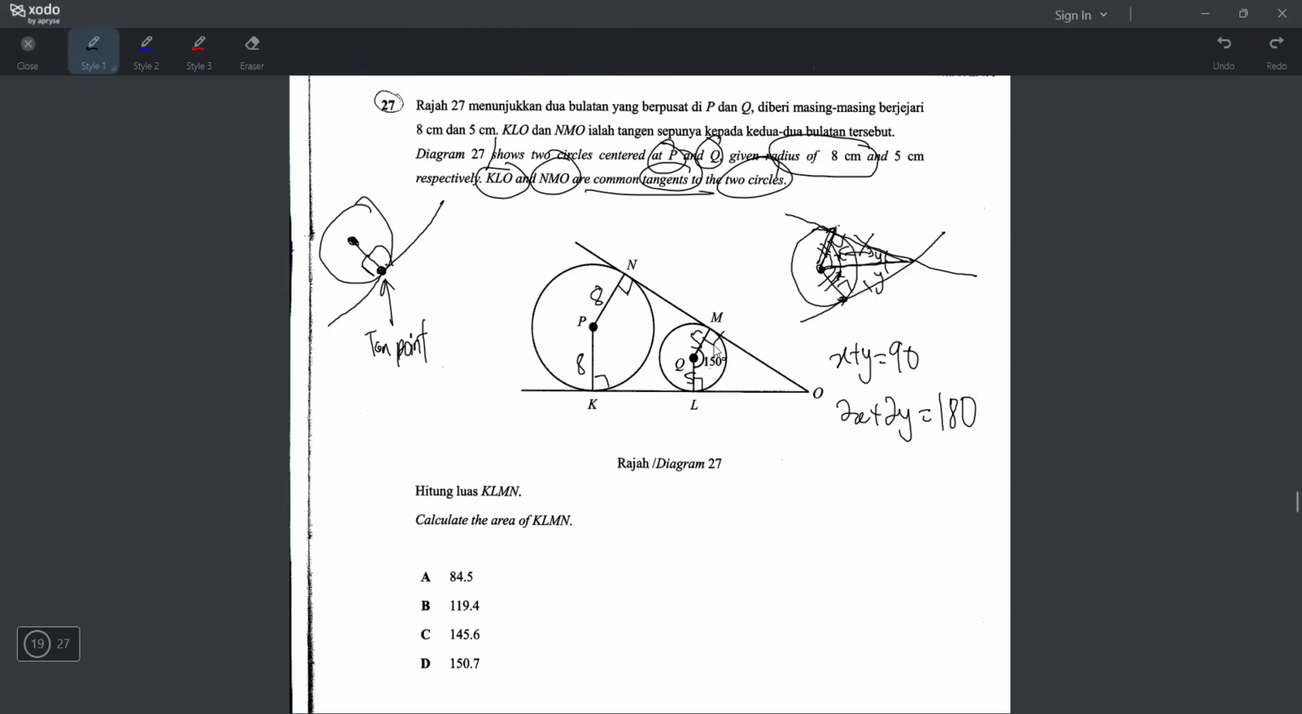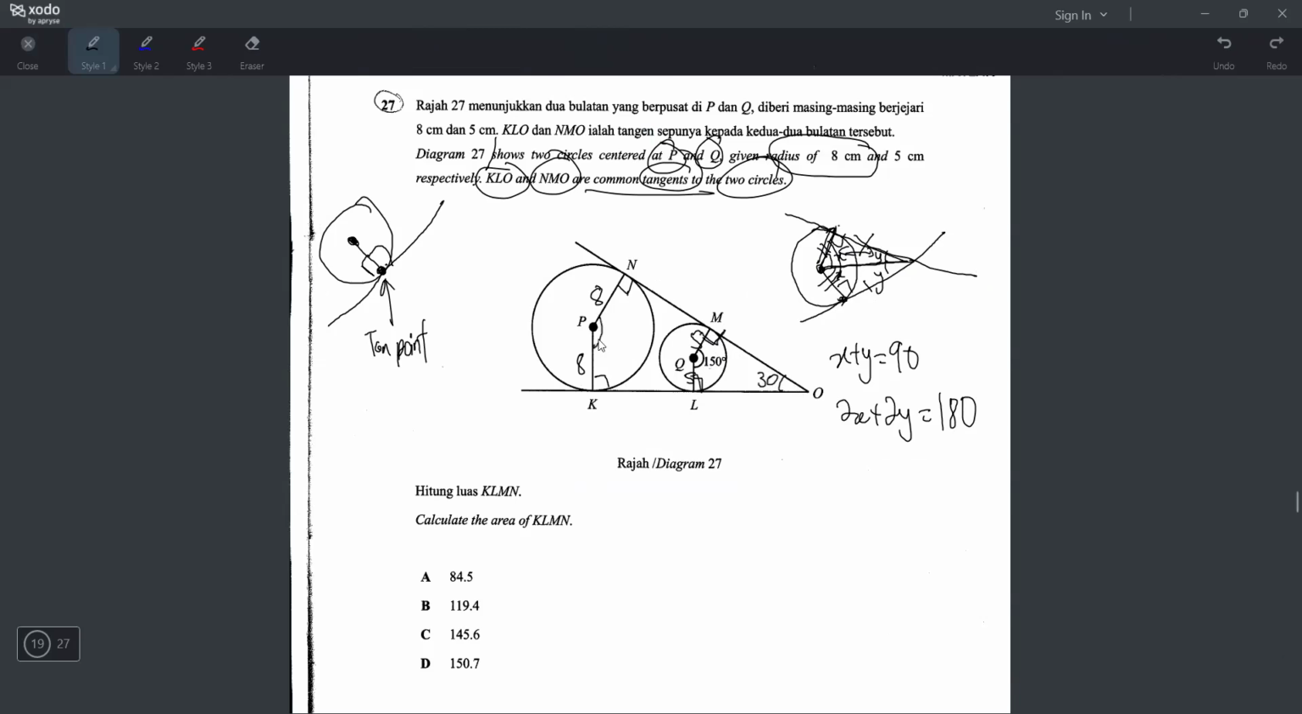Now let's do this question. Did you realize they put 150 here? That means this is 30. Because I told you already, this angle plus this angle will be 180, right? Or you can also say 360 minus 90 minus 90 minus 150. You get 30 also. It's the same. Okay, now what else can I find?